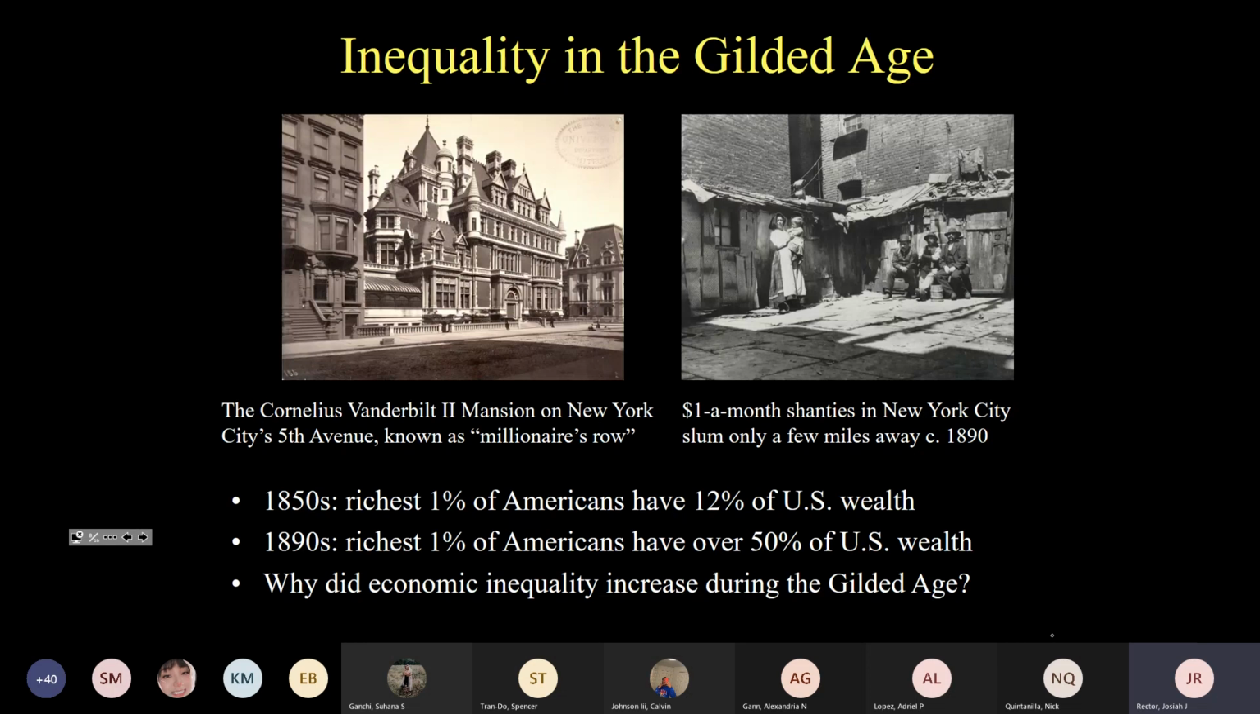But whatever your ideology or your perspective, if you went to a city like New York, the inequalities of the Gilded Age would stare you in the face. You could go within a few miles from seeing something like the Cornelius Vanderbilt II mansion on Fifth Avenue, known as Millionaire's Row, to seeing people living in shanties for $1 a month, right? This was the same city and close to being the same neighborhood, just a few miles apart.